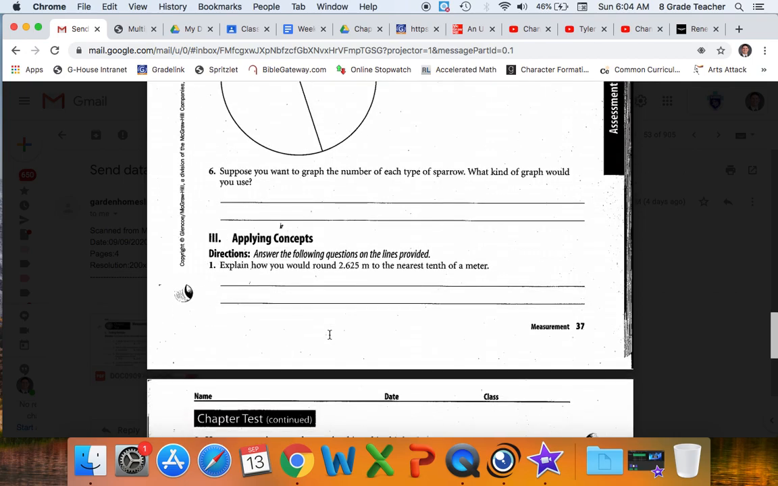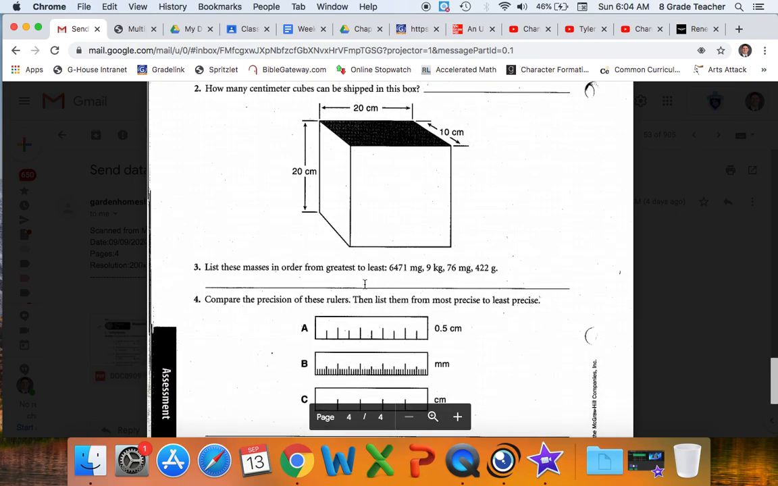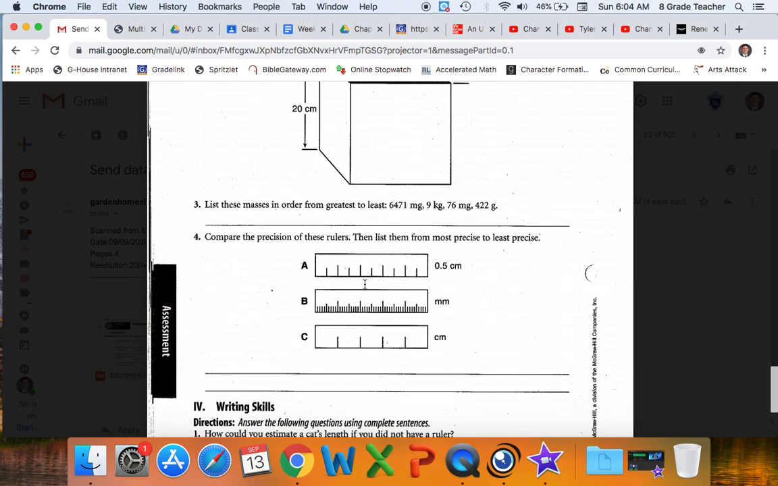Lastly, it's again applying concepts, in which we're going to look at the different ways in which you would round or take different types of measurements, put those in order from least to greatest, and actually look at which one would be more precise. So let's get started.